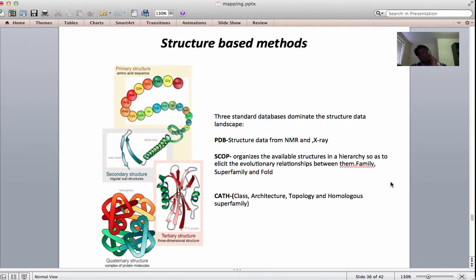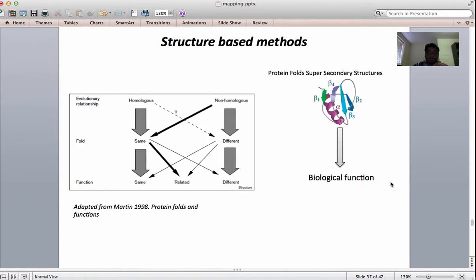Apart from the sequence-based methods, the other methods are protein 3D structure-based methods. It's mainly based on assigning function from 3D structure. As you know, the primary structure of the protein gets folded into a secondary structure, which folds further into a tertiary structure, and the tertiary structures combine to form protein domains. All this information you can find in the PDB, SCOP, and CATH databases.